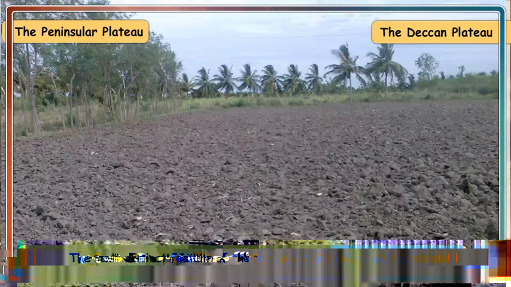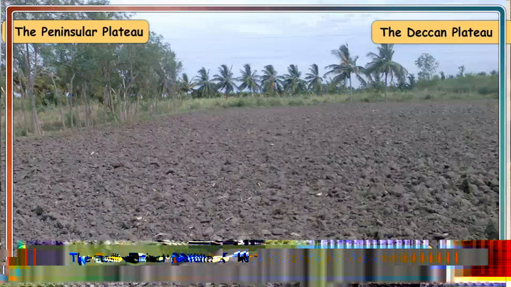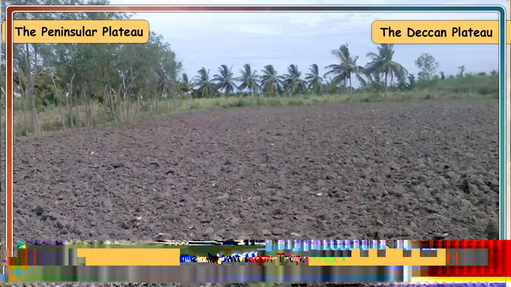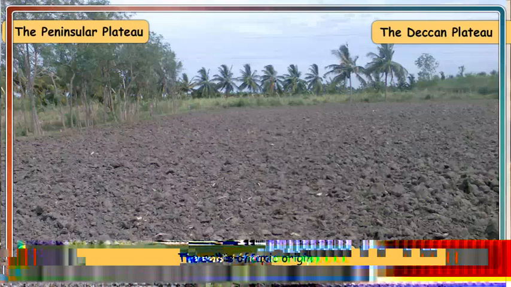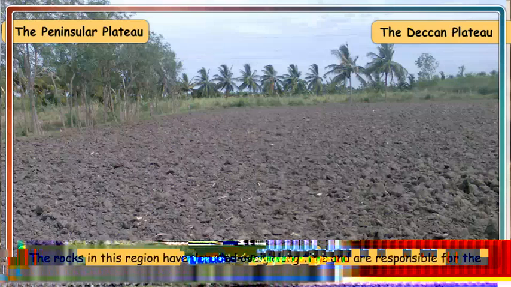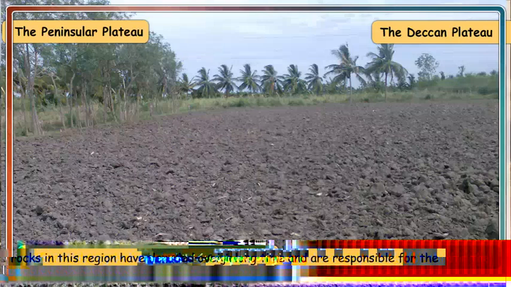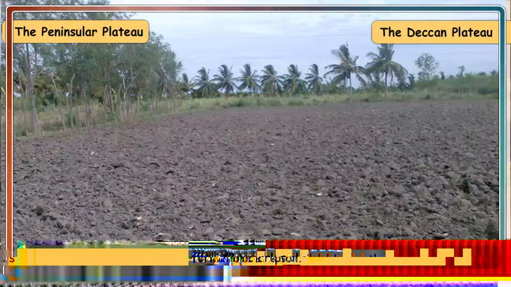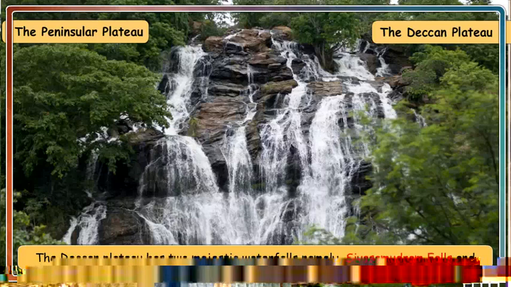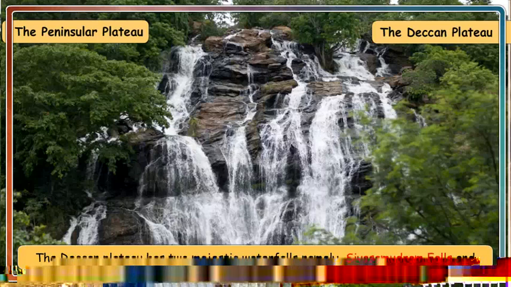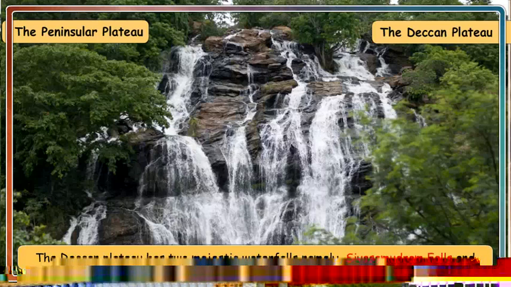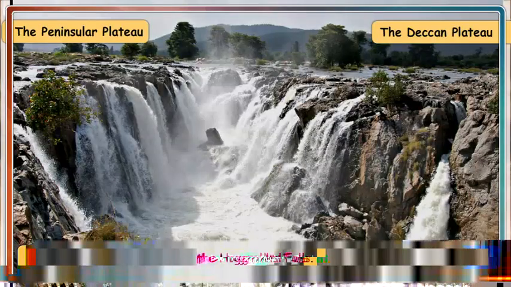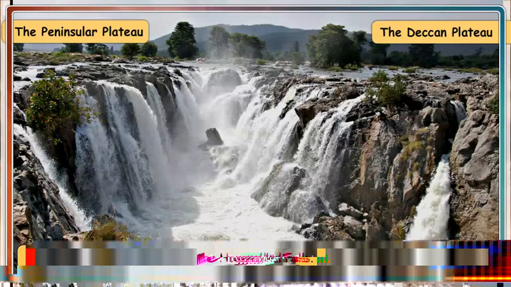The most distinct feature of the Peninsula Plateau is the black soil area known as Deccan Trap. The soil is of volcanic origin. The rocks in this region have denuded over a long time and are responsible for the formation of black soil. The Deccan Plateau has two majestic waterfalls, namely Shivasamudram Falls and the Hogenakkal Falls.